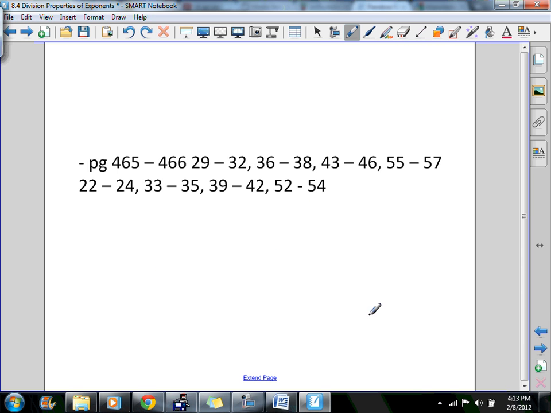Okay, here's your assignment. The top one is 12 problems, so you need to get 11 of the 12 right to move on. And the bottom one is going to be 12 problems, so you need to get 10 right to get your grade. Okay, good luck.